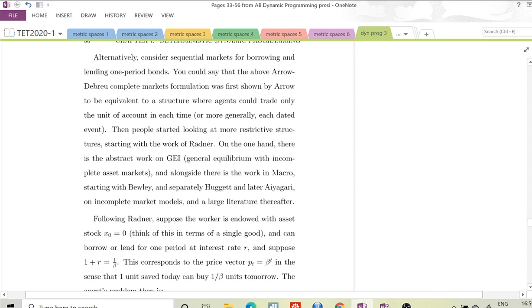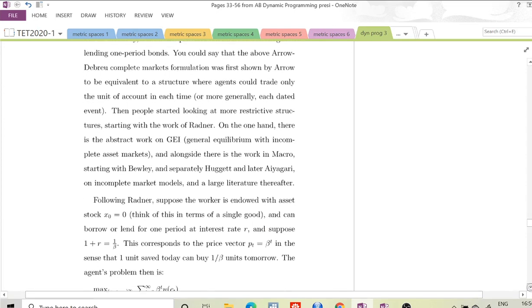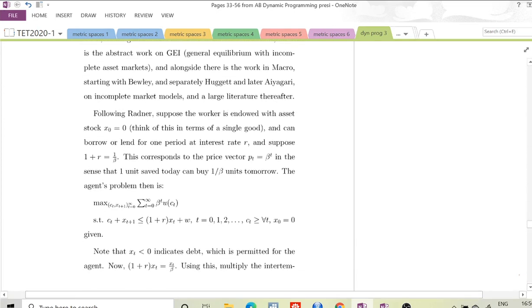And then this worker will be endowed with the same amount of the good, W, in each period. In addition, the worker can borrow or lend at some interest rate R, okay? And now, in particular, that interest rate satisfies that 1 plus R is equal to 1 by beta. If I make this assumption, there's a correspondence with the assumption earlier that the Arrow-Debreu prices are p_t equal to beta to the t.